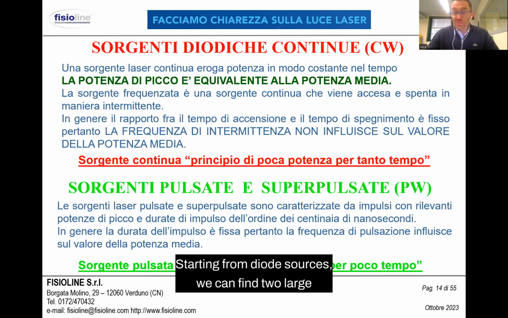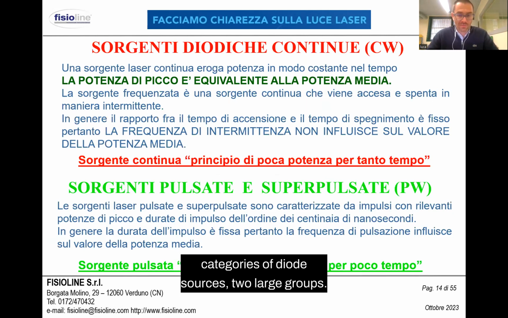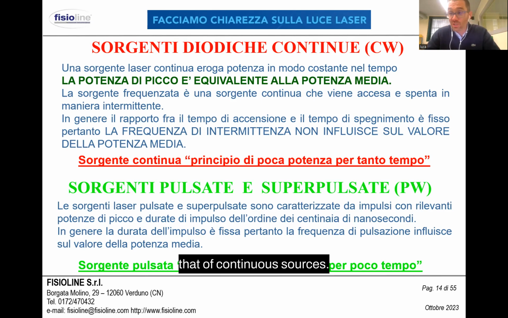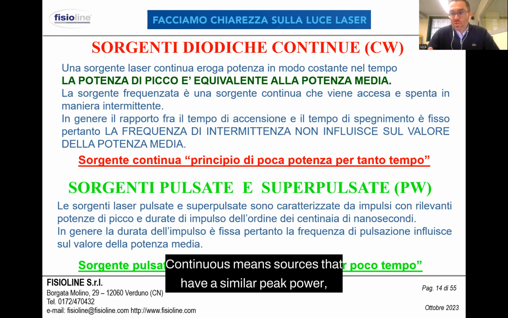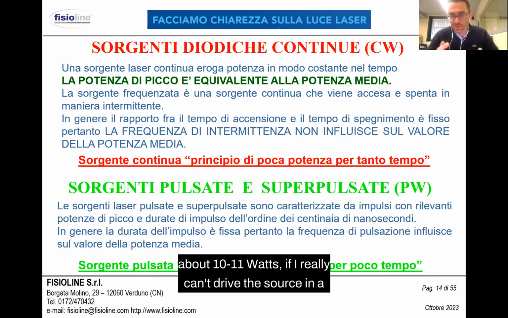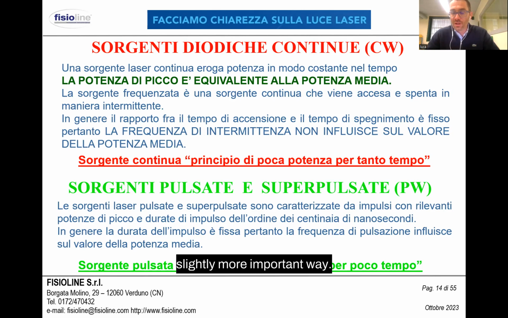Starting from diode sources, we can find two large categories, two large groups. The first group is perhaps the most substantial: that of continuous sources. Continuous means sources that have a similar peak power, because if I have a continuous source that can deliver a maximum of 10 watts, I will be able to deliver a maximum of about 10 to 11 watts, if I really can't drive the source in a slightly more important way.